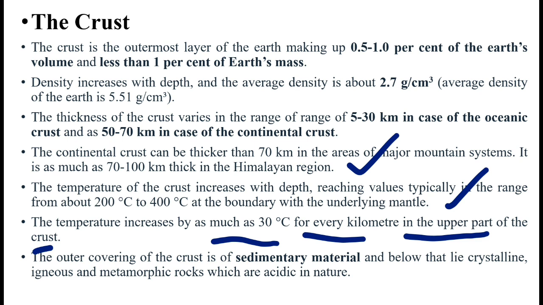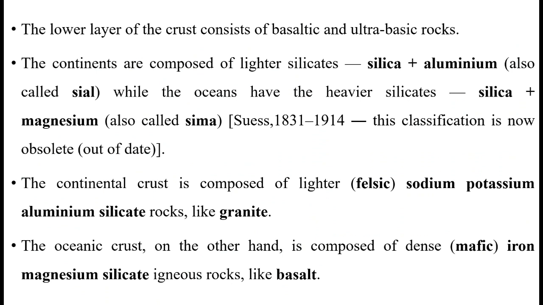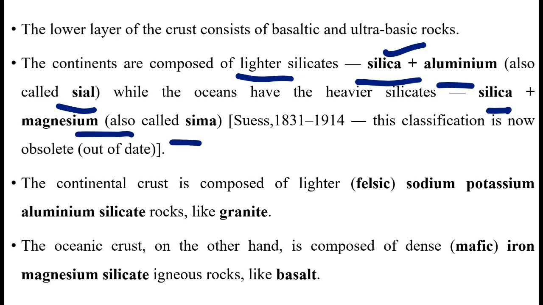The outer covering of the crust is sedimentary material, and below that lie the crystalline igneous and metamorphic rocks, which are acidic in nature. Then the lower layer of the crust consists of basaltic and ultra-basic rocks. The continents are composed of lighter silicates, that is silica and aluminium, also called Sial, while the oceans have heavier silicate, that means silica and magnesium, which is called Sima.